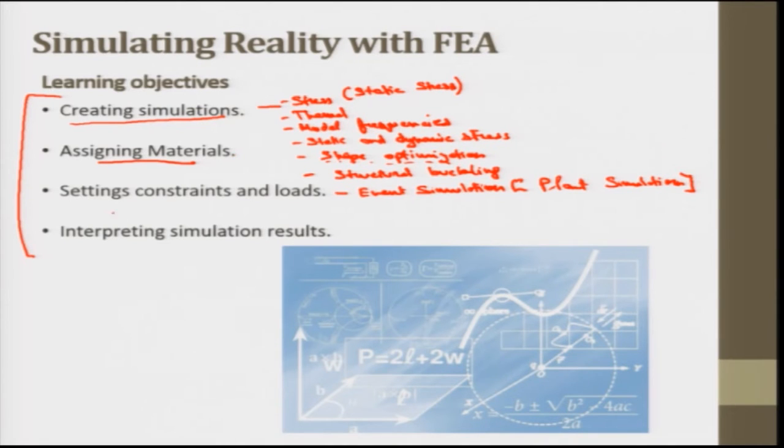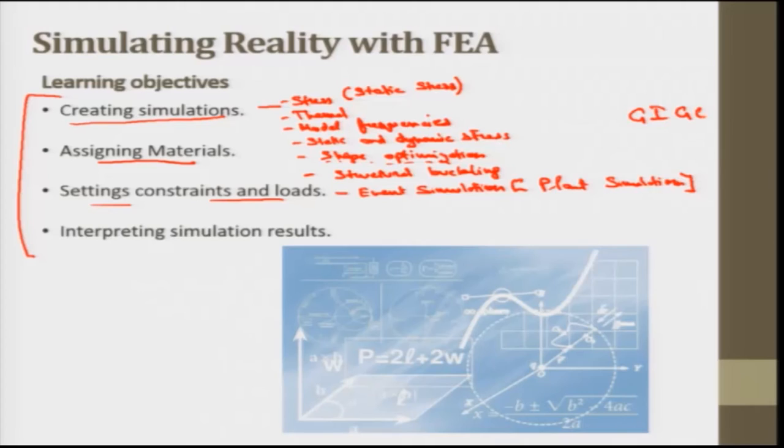Assigning materials, then setting constraints and loads. Constraints and loads are again the same example, the loads that the lever is subjected to. The load would be from this side, an equivalent load would be there, and what will be the load at the ends and in the center. For that, one should know the physics or the science behind it. These simulations are always GIGO, garbage in, garbage out. Whatever input you give, the output will come accordingly.